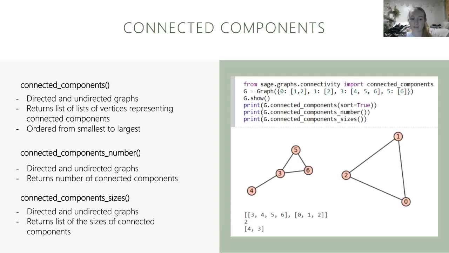The next operation I have is connected components number. What this does is it returns the number of connected components in the graph. In my example here, there are 2 components, so when I call connected components number on G, it returns 2. And then finally, I have connected component sizes. What this does is it returns a list of the sizes of the connected components in the graph. I have 2 connected components here again. One is size 4, there are 4 vertices, and the one on the right is size 3, there are 3 vertices. So connected component sizes returns the list for 3.